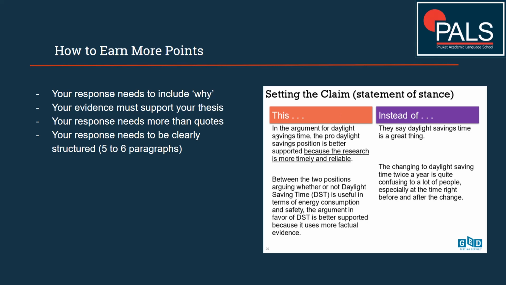So, in the argument for daylight savings time, the pro-daylight savings position is better supported because the research is more timely and reliable. Okay, so you can see by saying the research is more timely and reliable, we're actually saying why we believe Article A, for example, is better supported. Lower level students will just say they believe that Article A is better supported than Article B, but they won't say why. Okay, so it's the evidence is more timely and reliable. So there we go.